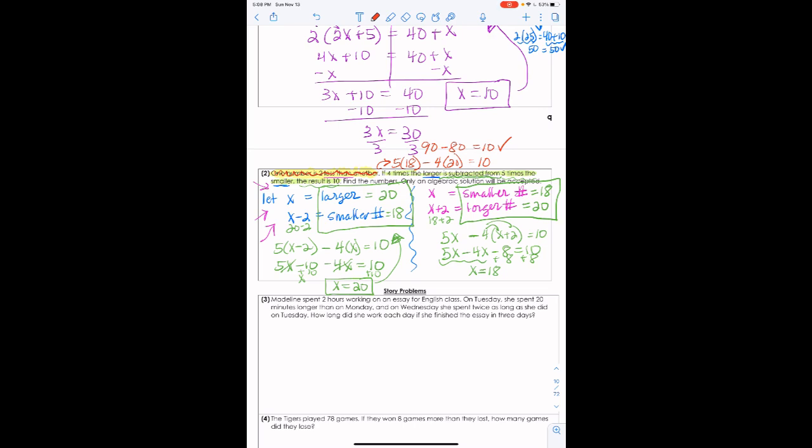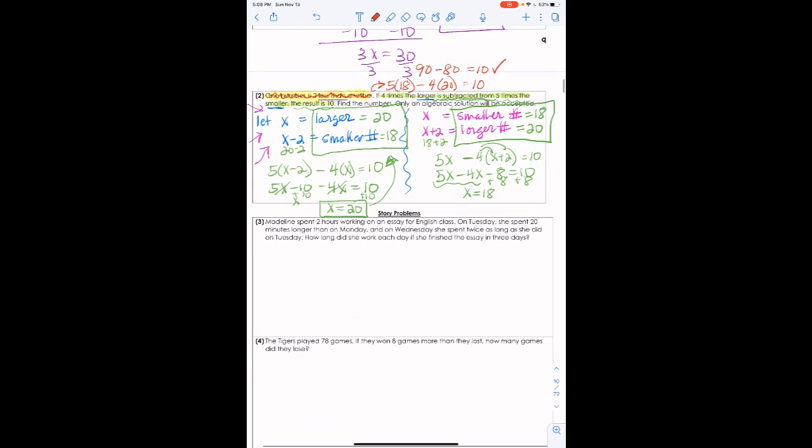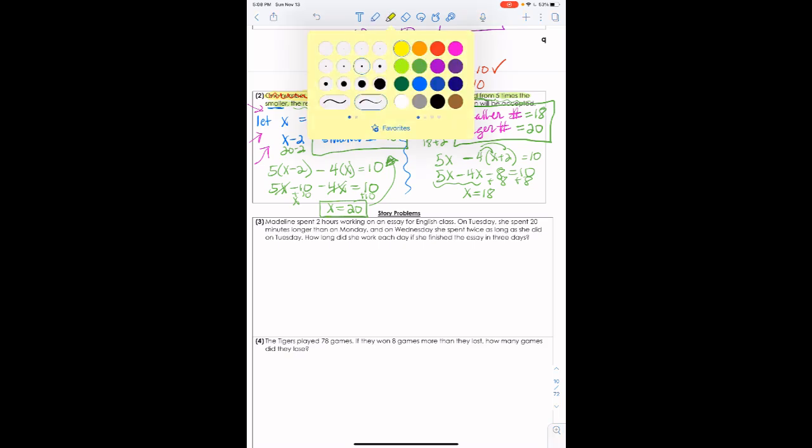Okay. All right, let's try one of the story problems. If I read this, I'm going to highlight as I read so you can follow along with what I'm doing.